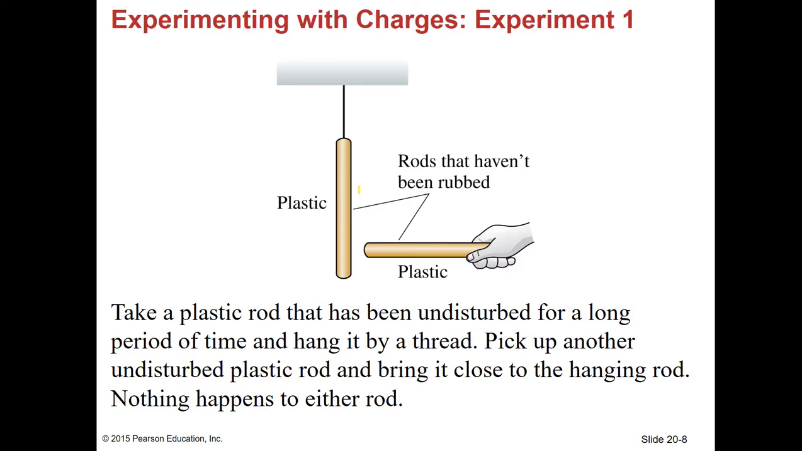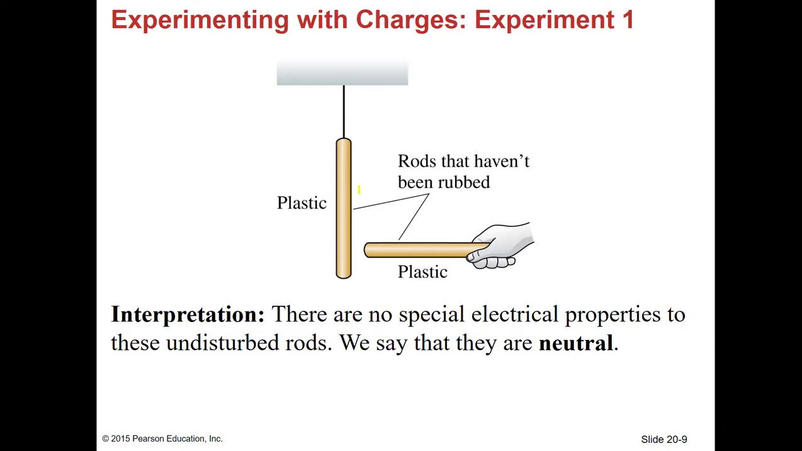Okay, so if you have a plastic rod, they haven't been rubbed with anything, you bring another plastic rod close by, nothing actually happens. These rods are not charged. Just bring a plastic rod near a plastic rod, nothing's going to happen if there's no charge. So no special electrical properties to just uncharged rods. So we say they're neutral. That doesn't mean they have no charge, it just means they have no net charge. Each of these has billions of positive and negative charges. There's just no excess of either positive or negative charges. So they're neutral.